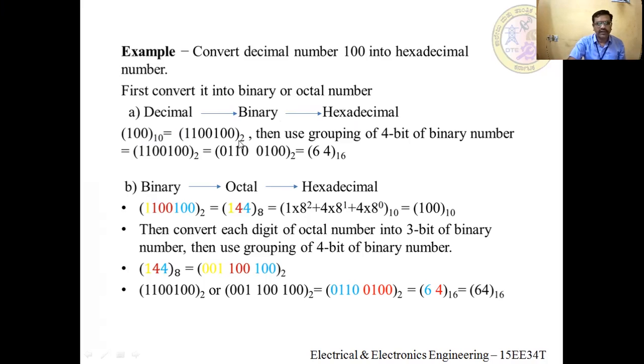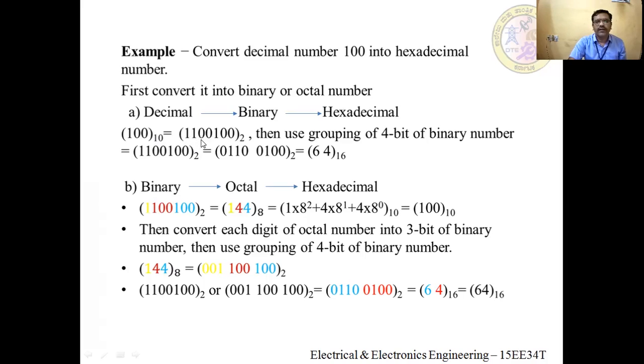Already we have discussed in the previous slide how to convert a decimal number to binary by the successive division by 2 method. So you convert 100 to binary. What is the answer for the conversion? 11100100 is the answer. How many bits are there? 1 2 3 4 5 6 7, 7 bits are there.